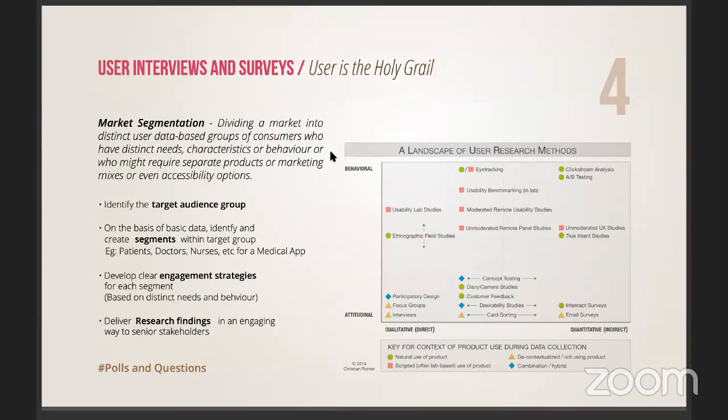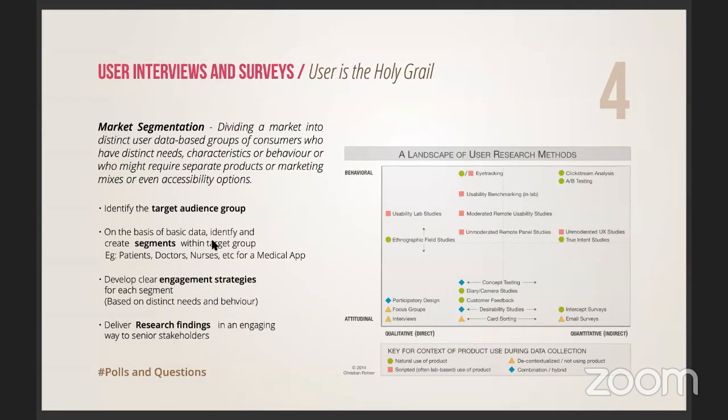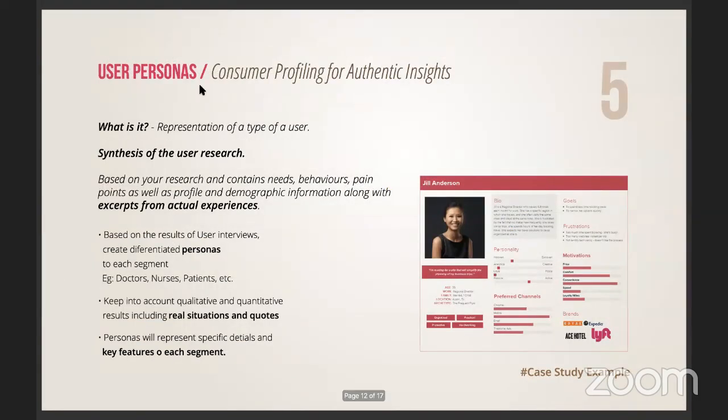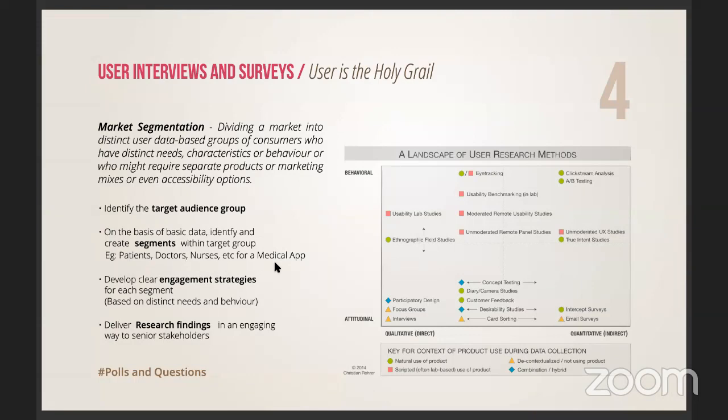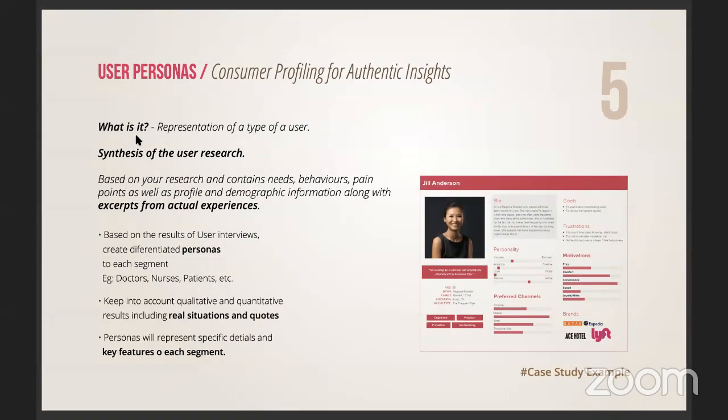So when you do all of these user interviews, you have created the market segments into different groups, as I said. And then when you create user personas, what you are doing is consumer profiling for authentic insights for each of these separate segments. What are the particular insights? What is the representation of that type of a user? You're basically synthesizing all of your user research. So based on your research, the persona page that you will create for each of the segments will contain the needs, behavior, pain points, profile, demographic information, along with excerpts from the actual experiences.